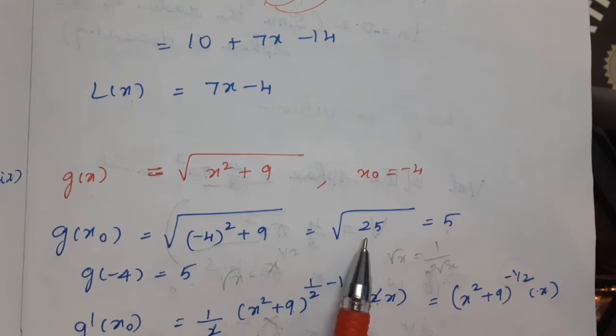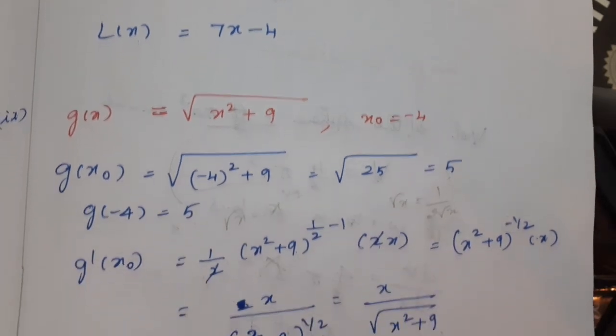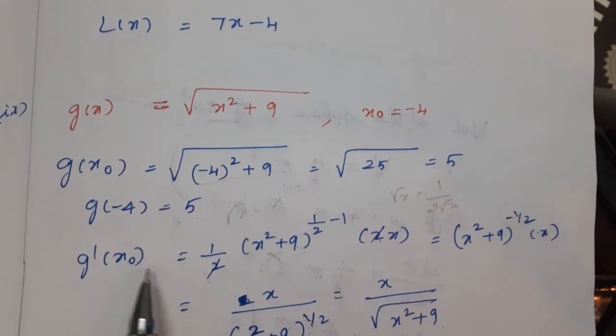16 plus 9 is what? 25. Taking the square root of 25 is nothing but what? 5. First we find the g of x naught. Afterwards we find the g dash of x naught. What is our g dash of x?